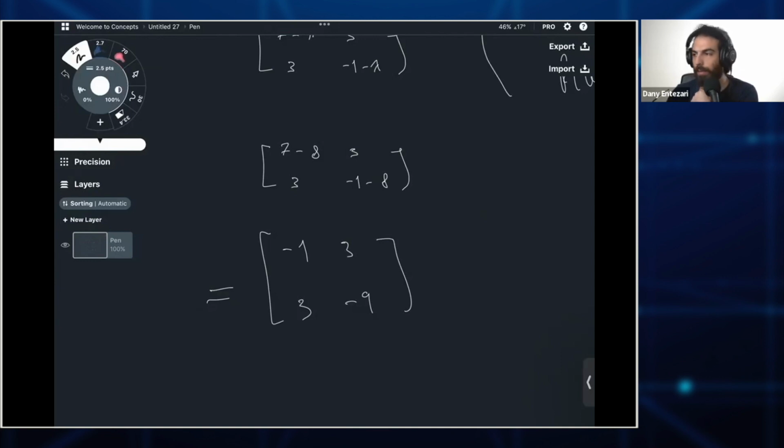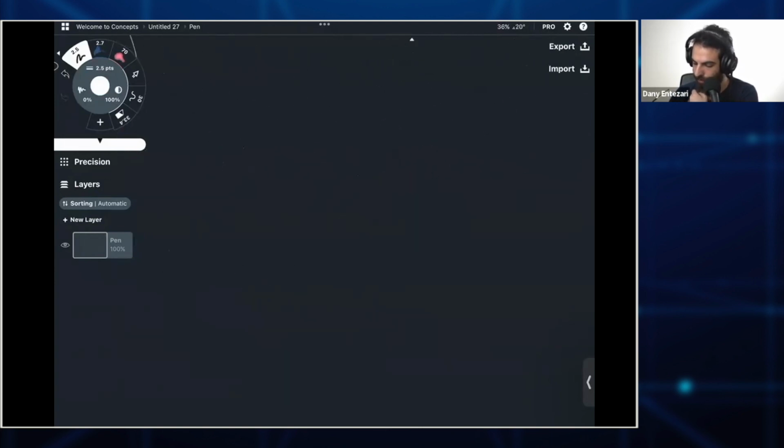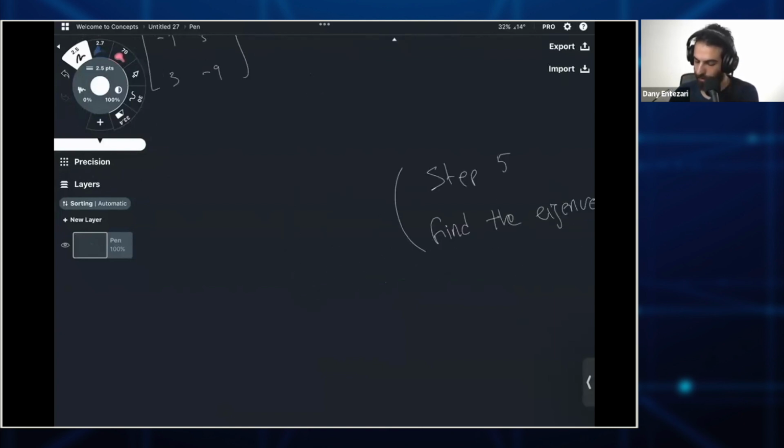Where x sub 1 and x sub 2 are the values in the eigenvector. So step 5, find the eigenvectors. We have the eigenvalues, we can now find the eigenvector. So to do this, we are going to create an augmented matrix.